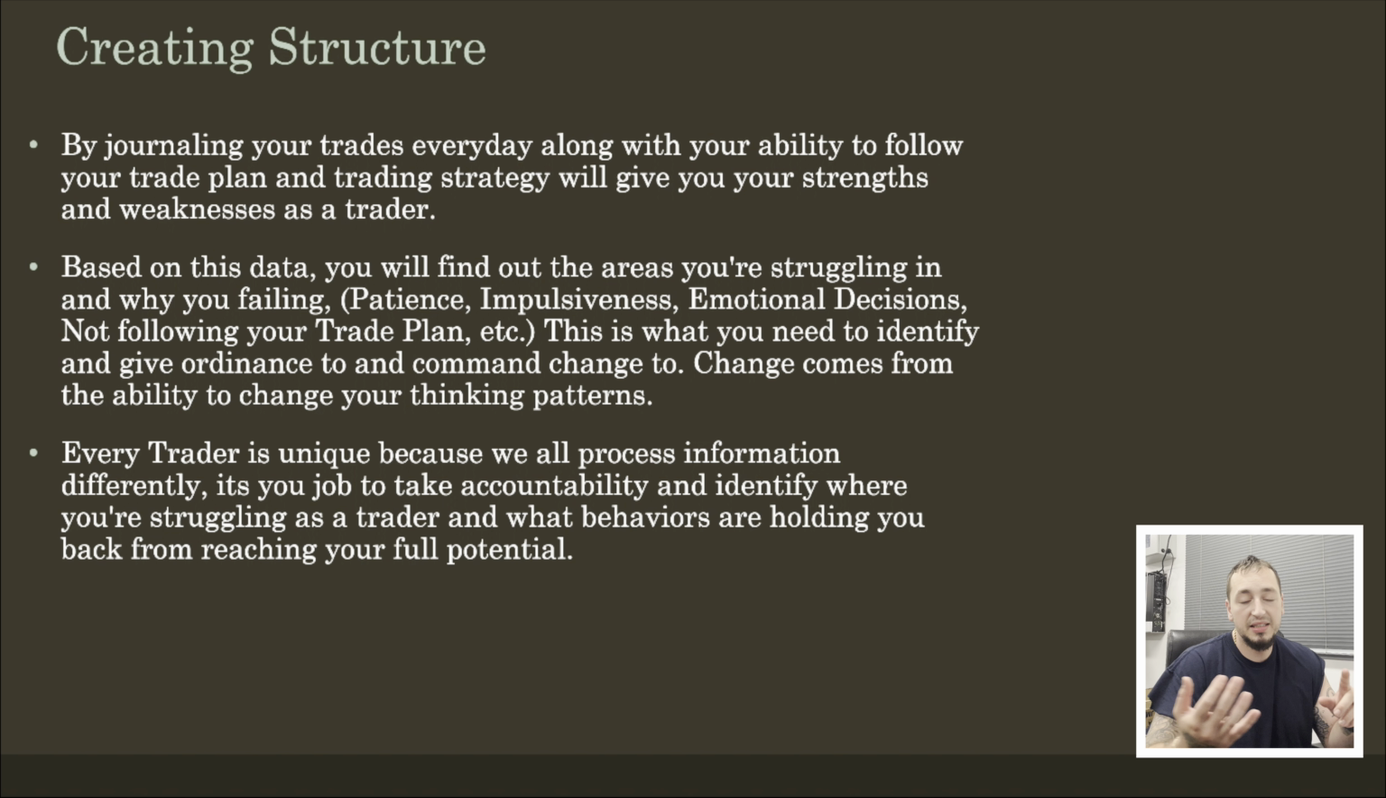Is it patience? Is it impulsiveness? Is it emotional decisions? Is it not following your trade plan? Is it not coming up with a trade plan? Are you identifying areas that are wrong, that are not critical? Is there no volume? Whatever it is, just gather it. This is what you need to identify and give ordinance to and command change to. Change comes from the ability to change your thinking patterns.